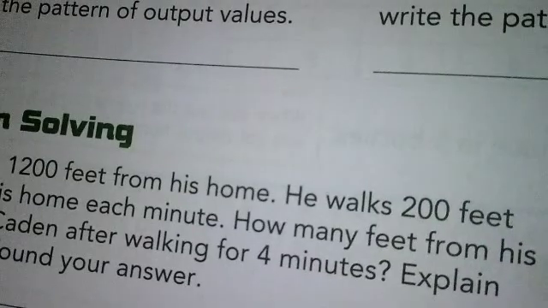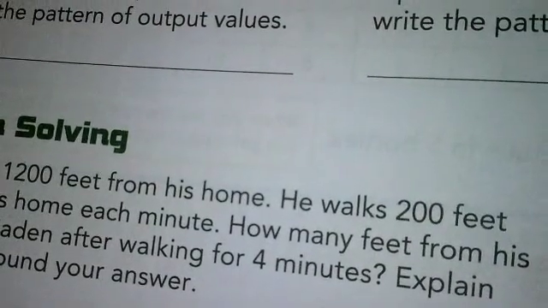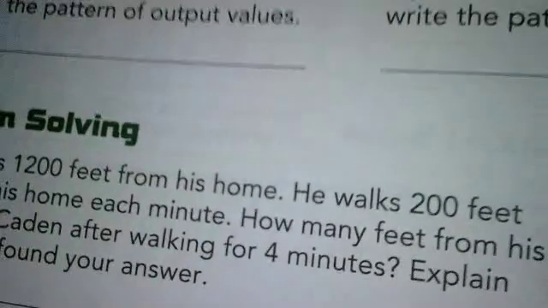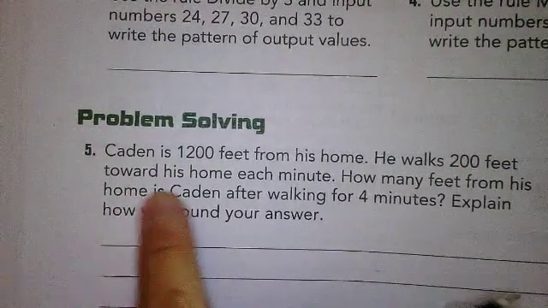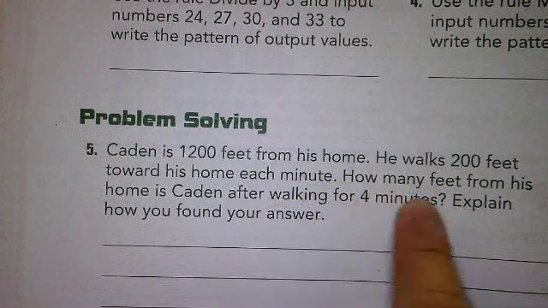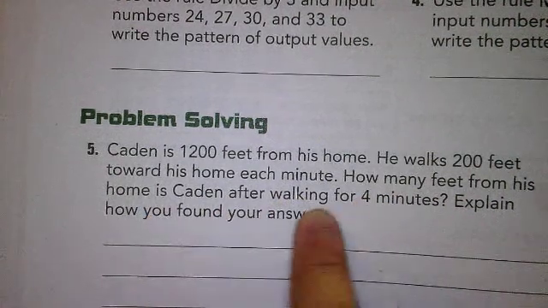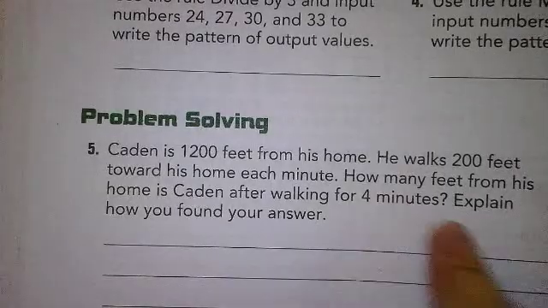Okay, if you turn to page 100 in your book, you can see on the problem, it says, Caden is 1,200 feet from his home. He walks 200 feet toward his home each minute. How many feet from his home is Caden after walking for 4 minutes? Explain how you found your answer.